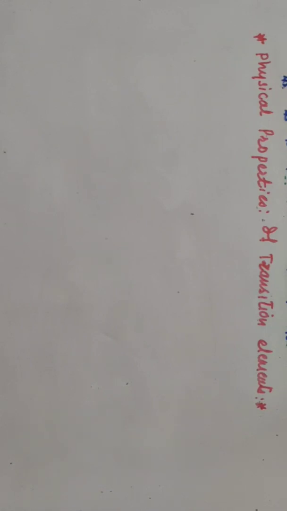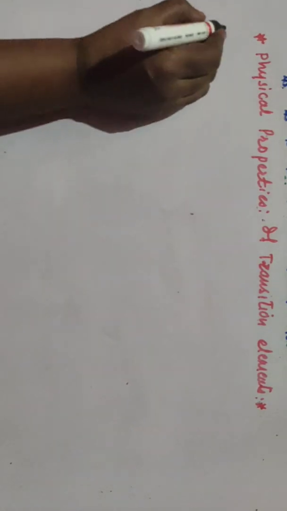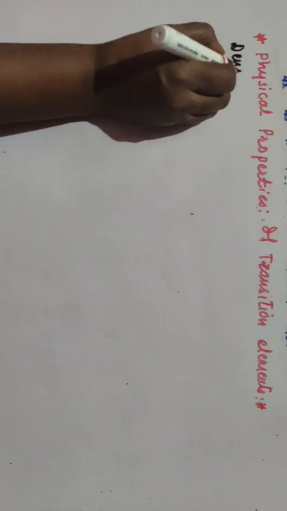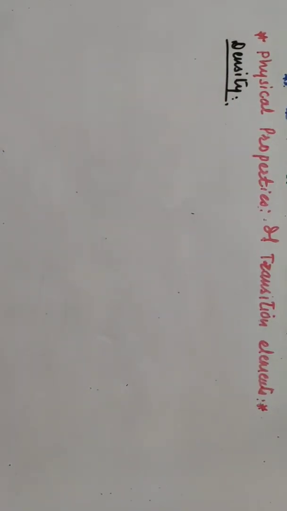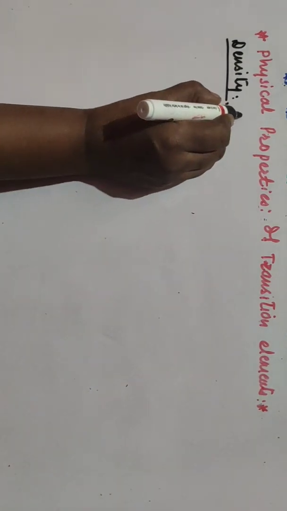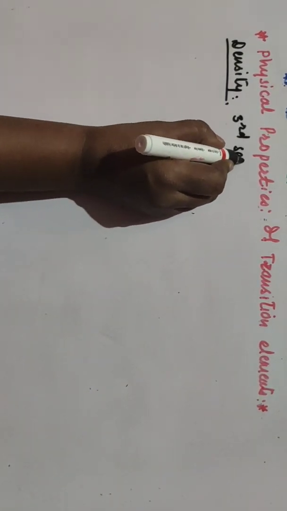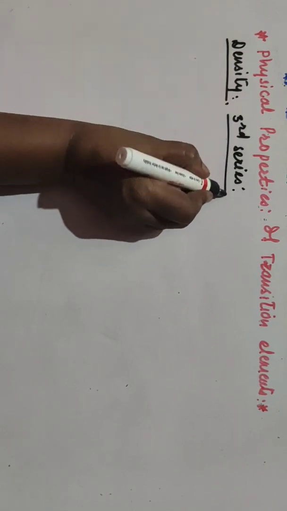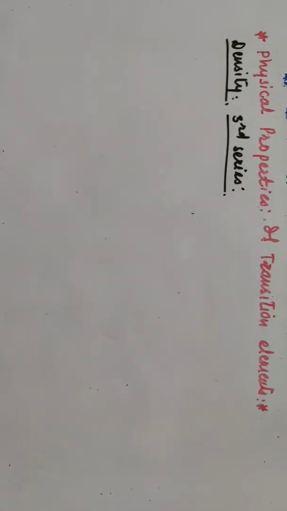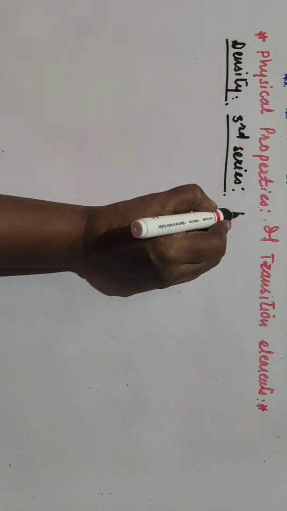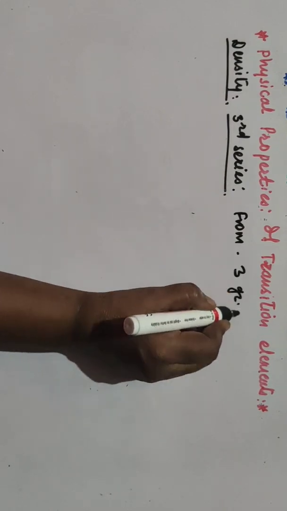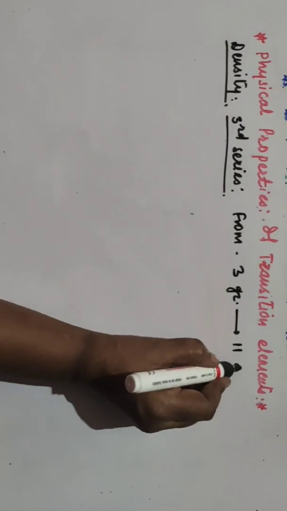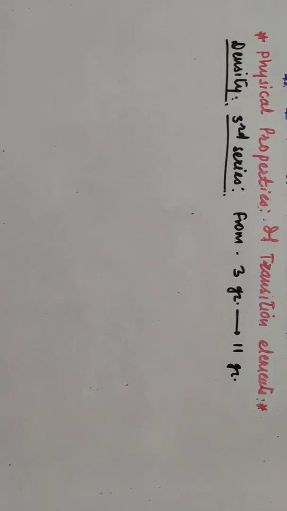So let us see the transition element physical properties. First we'll go for density of the transition element. So in the third series, the density of the elements from third group to 11th group goes on increasing here.